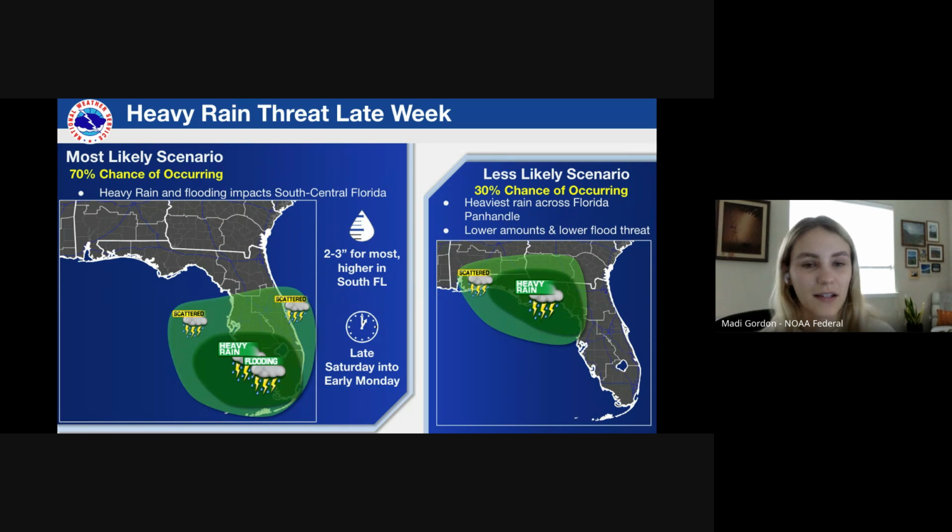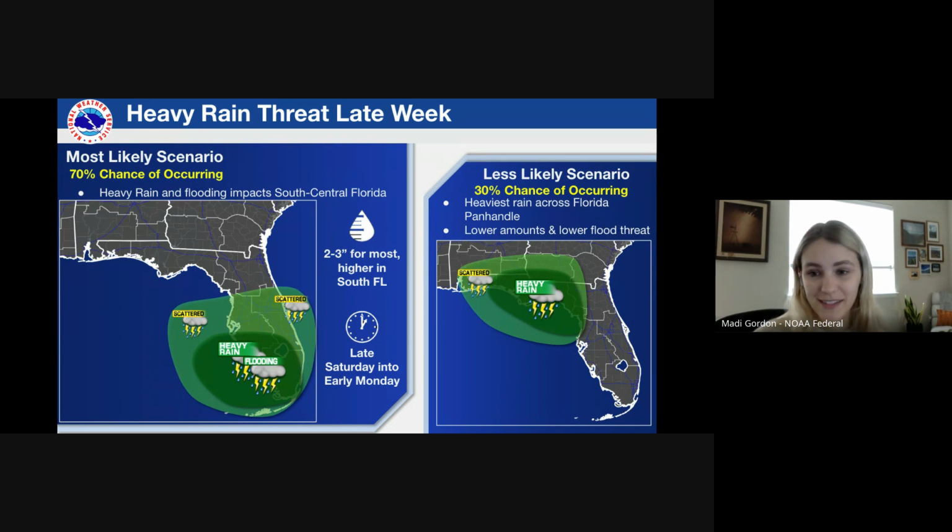So you can see some of this setup and how we commonly display most likely scenarios here and less likely scenarios. So I know that low track graphics are also similarly done, but on our graphic here, we've got a most likely scenario with a 70% chance of occurring. We've got green, heavy rain and flooding over south central Florida. And in our less likely scenario, we have a 30% chance of occurring with the heaviest rain really near the Florida panhandle.